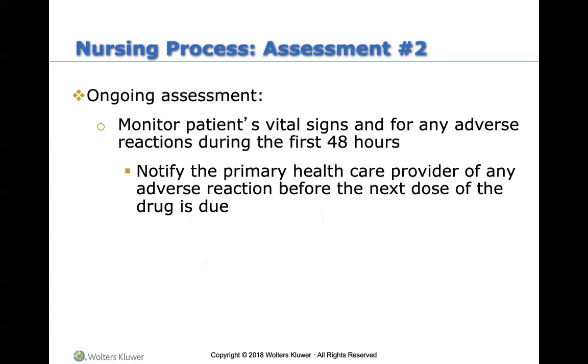Okay. Ongoing assessment. So the ongoing assessment is after I've given it, what do I need to continue to do? Obviously we need to be checking those vital signs. We also need to be looking for adverse reactions. And if my patient does develop an adverse reaction to our fluoroquinolone, I need to let the doctor know as soon as I possibly can that, hey, my patient is having a difficult time with this medication and they're experiencing this bad side effect. So we need to do something about it.